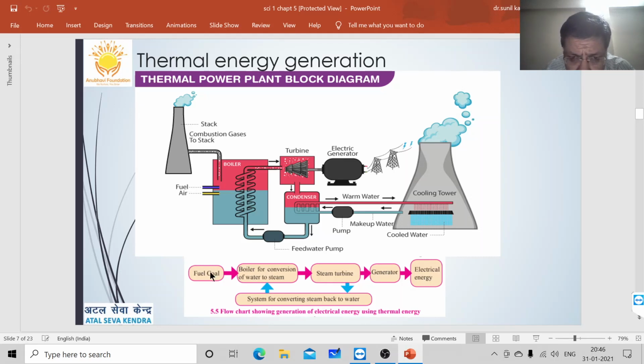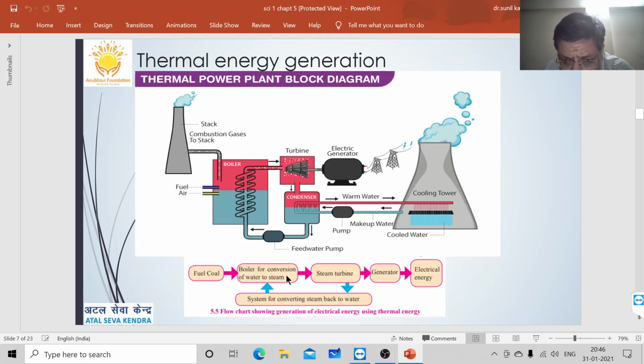The coal, that is, which is a primary fuel in a thermal power station, for example Chandrapur thermal power station in Maharashtra. It has a boiler in which the coal is burnt, or the combustion of coal occurs, which will convert the water to steam because of the heat generated by coal.